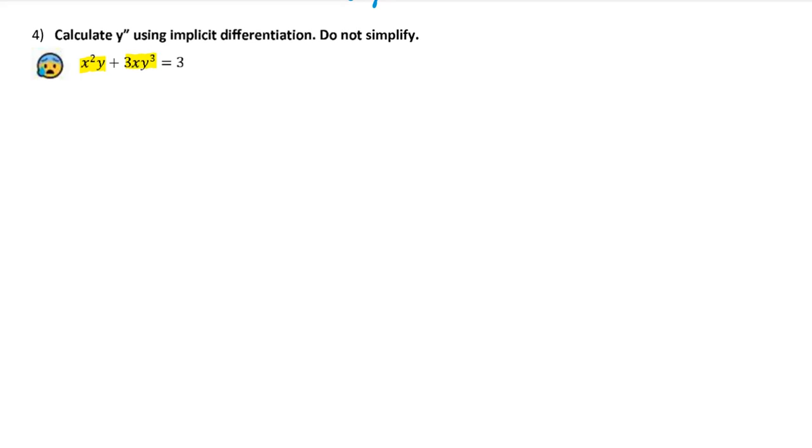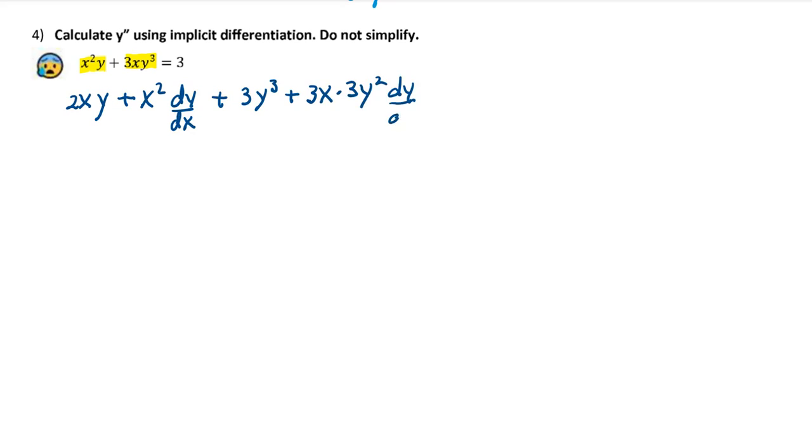Here we go. I need product rule. The derivative of x squared is 2x times the second, that's y, plus the first, that's x squared, times the derivative of y, that's dy dx. I go to the next term and I do the same thing. The derivative of the first is 3 times the second, y cubed, plus the first, 3x, times the derivative of y cubed, which is going to be 3y squared dy over dx. And again, the right side turns out to be 0 here.